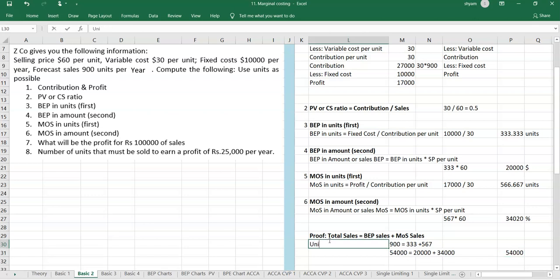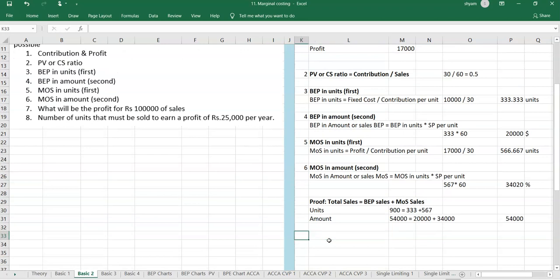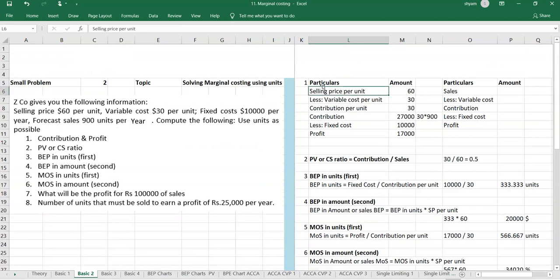So this is for units and this is for amount. Okay, done about it. So we have two more parts. Okay, sum number 7. What do they require? They require what will be the profit for 1 lakh of sales. Okay, if sales is 1 lakh, what would be the profit? It's very simple. Take this entire format and you can quickly get the answer.